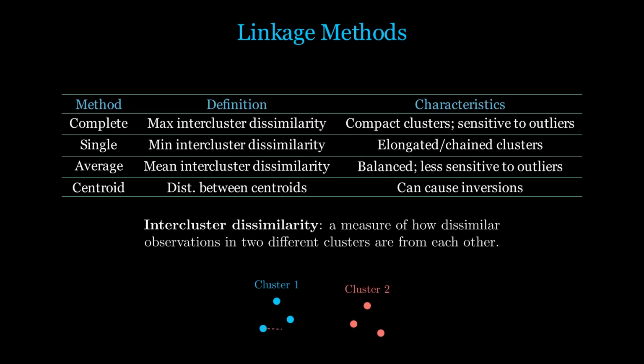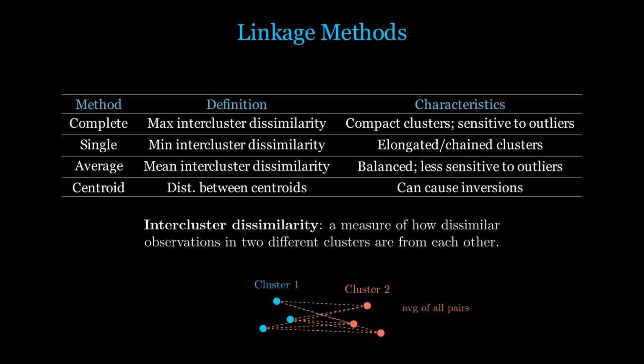With complete linkage, the intercluster dissimilarity is the maximum distance between any observation in one cluster and any observation in the other. This tends to produce more compact, spherical clusters, but is sensitive to outliers. For single linkage, the measurement is the minimum distance between any pair of observations across the 2 clusters. Single linkage tends to produce long, chain-like clusters.